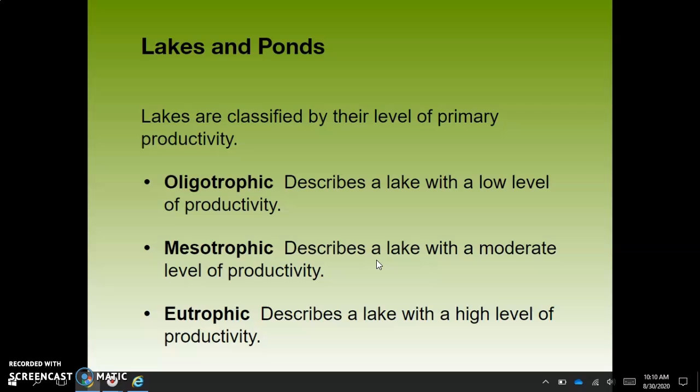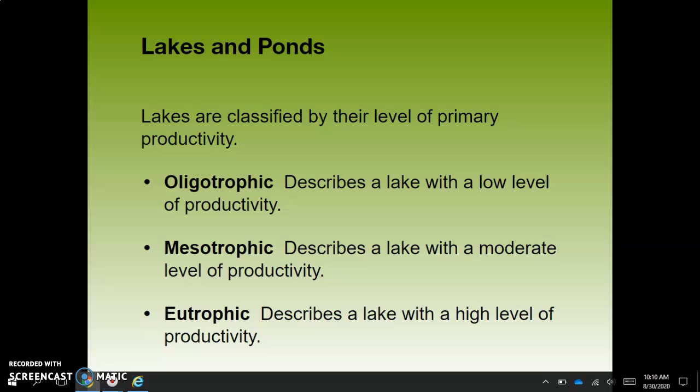Lakes are classified by their level of primary productivity. So basically how much vegetation, how much photosynthesis is going on in the lake. An oligotrophic lake has a low level of productivity, so these lakes would be clear, not have much vegetation in them. A mesotrophic lake describes a lake with a moderate level of productivity, and then a eutrophic lake describes one with a high level of productivity.